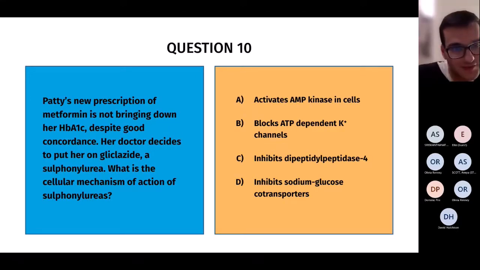Patty's new prescription of metformin does not bring down HbA1c despite good concordance. A doctor decides to put her on gliclazide, a sulfonylurea. What is the cellular mechanism of action? Sulfonylureas. In case you hadn't noticed, we're now doing questions just on general management of diabetes, particularly type 2. And then we're going to have a couple of slides on that.